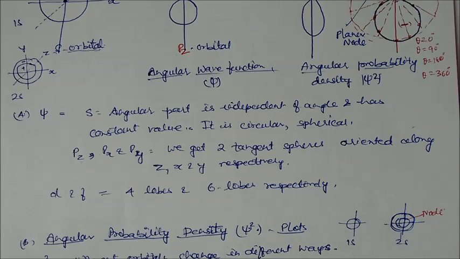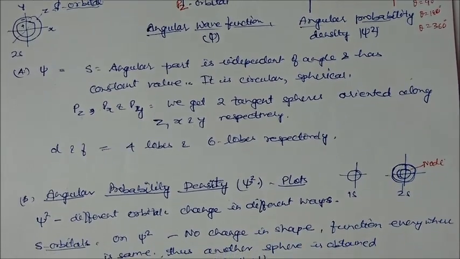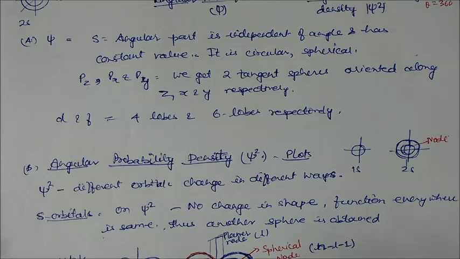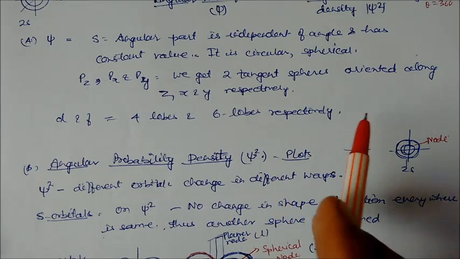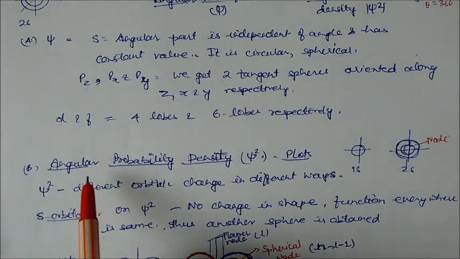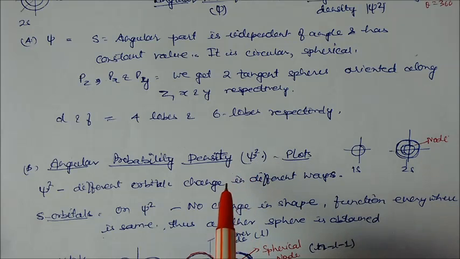This is not actually a graph that electrons have. We are calculating it on the basis of mathematics. Angular probability density is psi square. Psi actually has no meaning, so you have to take psi square.